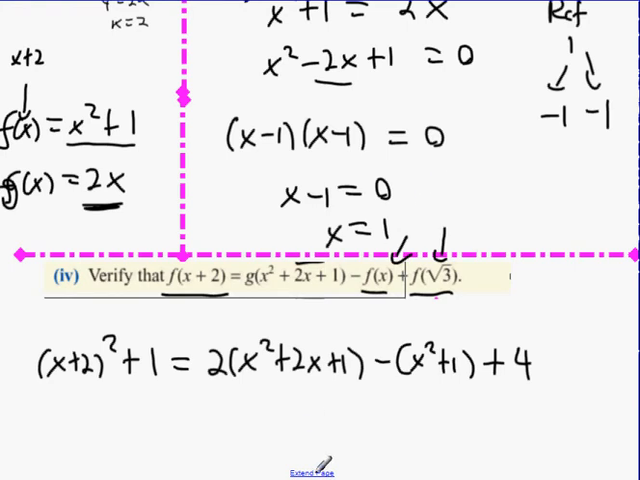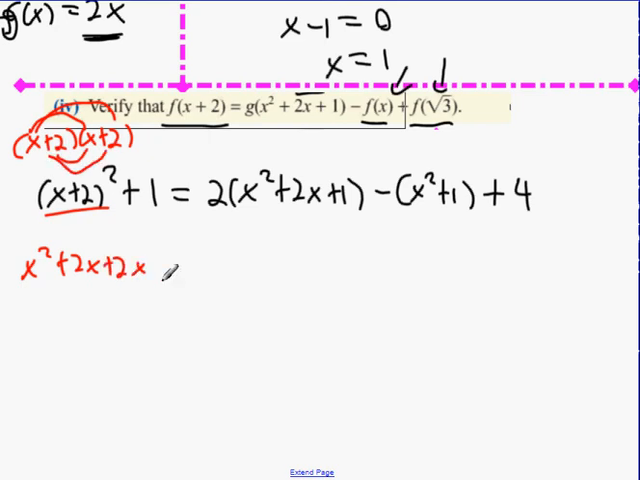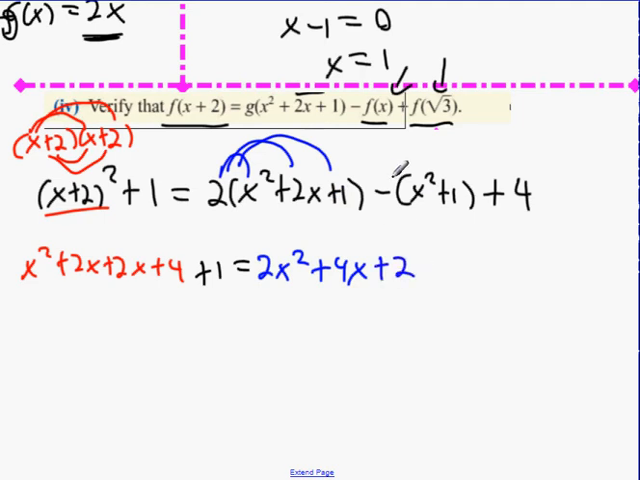Okay? Now that we've done that, what can anybody tell me is x plus 2 squared? What does that mean? X plus 2 by x plus 2. So it's going to be x squared plus 2x plus another 2x plus 4. Plus the 1 that comes after it. And now what about this part here? 2x squared after that. 2 after that. Minus x squared minus 1 plus 4.